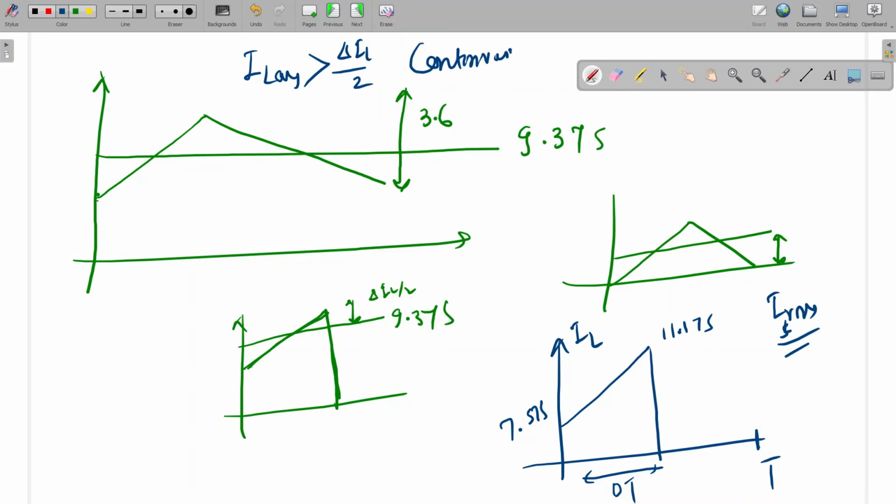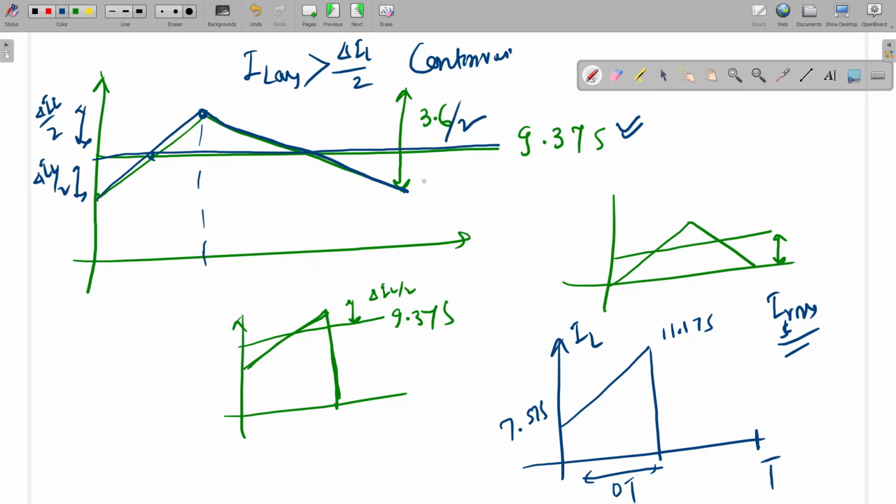This is the inductor current. During the on duration, this current will flow through the source current. So the inductor average current will come at the middle point, and delta IL by 2 we have already calculated, and here also delta IL by 2. So from here it is 9.375. So how can we calculate the peak? 9.375 plus 3.6 by 2. That will be the maximum value.